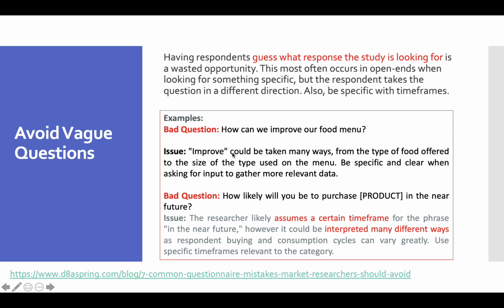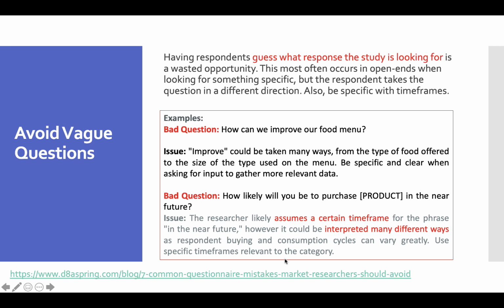The issue is improve could be taken in many ways. It could be, could you improve my delivery service? Could you improve my menu? The size of the menu, the quality. It's just very unclear what you're asking here.